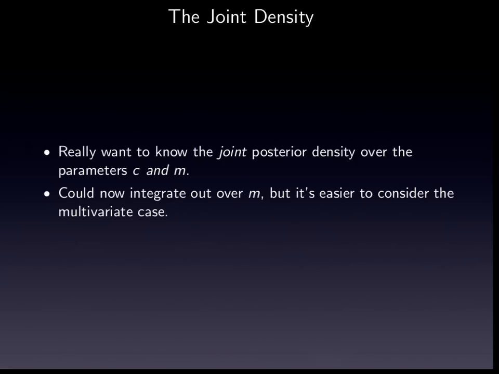We actually want to know the joint density over C and M. How are we going to do that? Which trick do we keep using? Basis functions, just like we've done before. And we're going to use W transpose phi instead of looking at X.